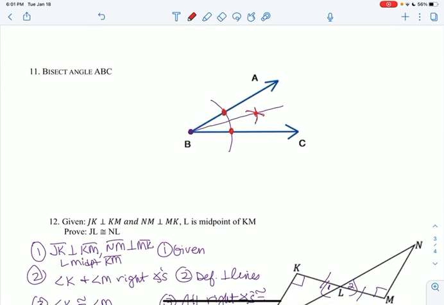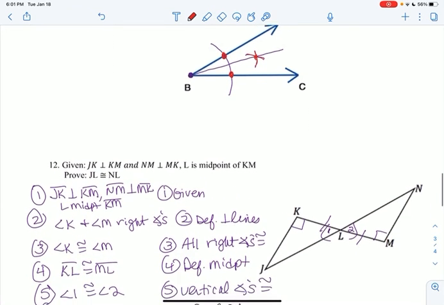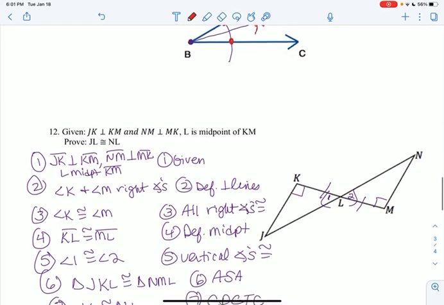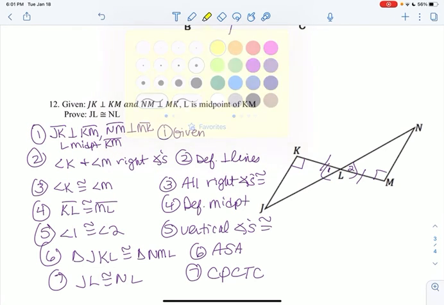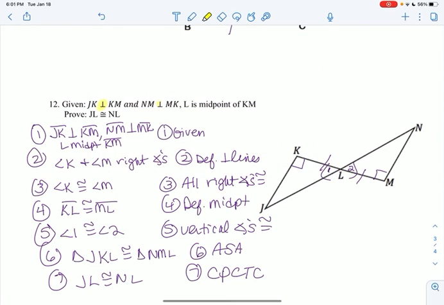And then a proof. This is really just a basic proof. I want to prove that JL is congruent to NL. In order to do that, I have to prove that my triangles are first congruent. So look at your given. Your given is step 1. You can see in the given I have some perpendicular lines. Perpendicular lines form right angles, so that's step 2 and step 3.